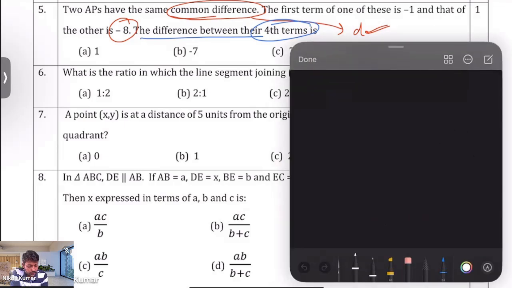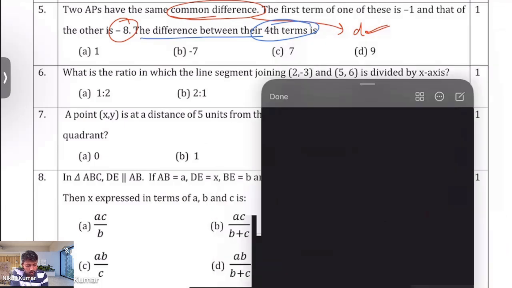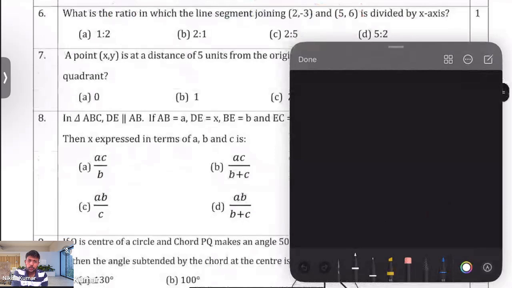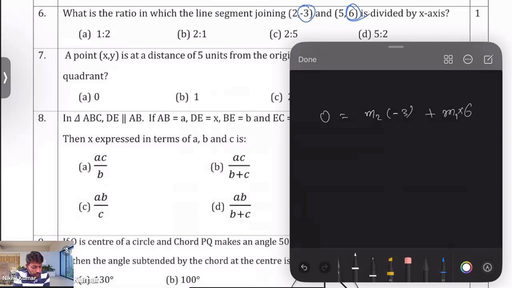So we have 0. Okay, let me move it like this so you all can see the question also. So 0 is equal to m2, I do not know, but I know y1. y1 is minus 3 plus m1 y2. y2 is this upon m1 plus m2.